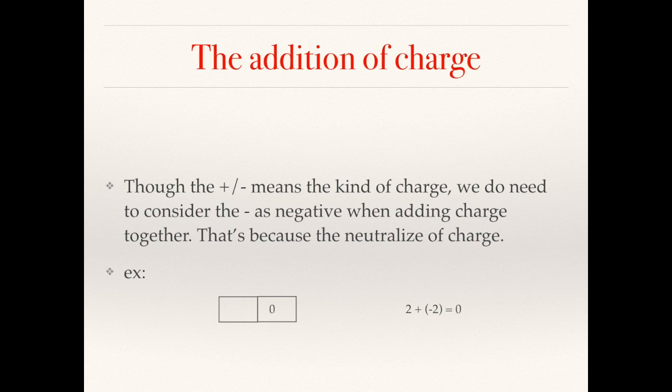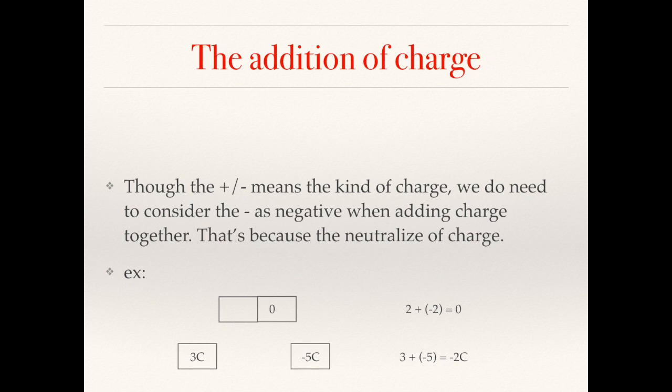So when calculating the addition of charge, we could use the most basic addition, like 2 plus minus 2 equals 0. And this could be applied to all. For example, we have an object with 3 Coulomb charge and another with minus 5 Coulomb, and we combine them together, we will get a bigger object with minus 2 Coulomb. It's again 3 plus minus 5 equals minus 2.